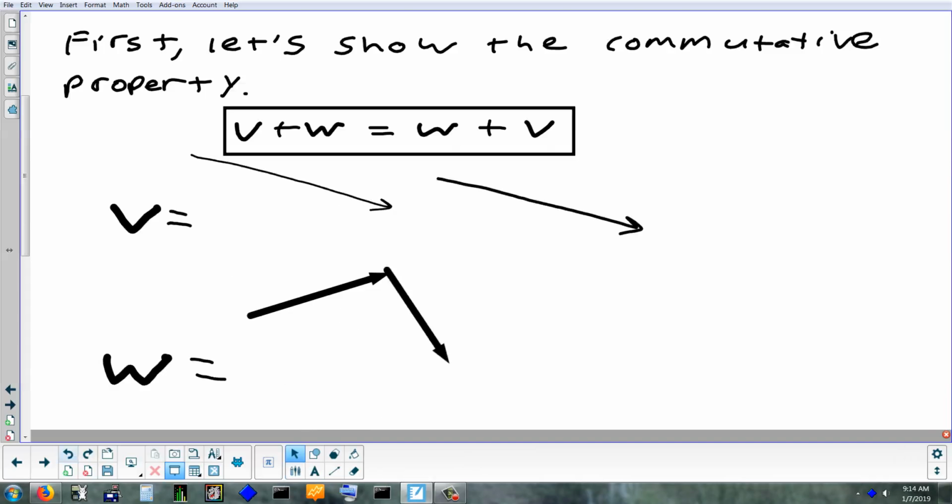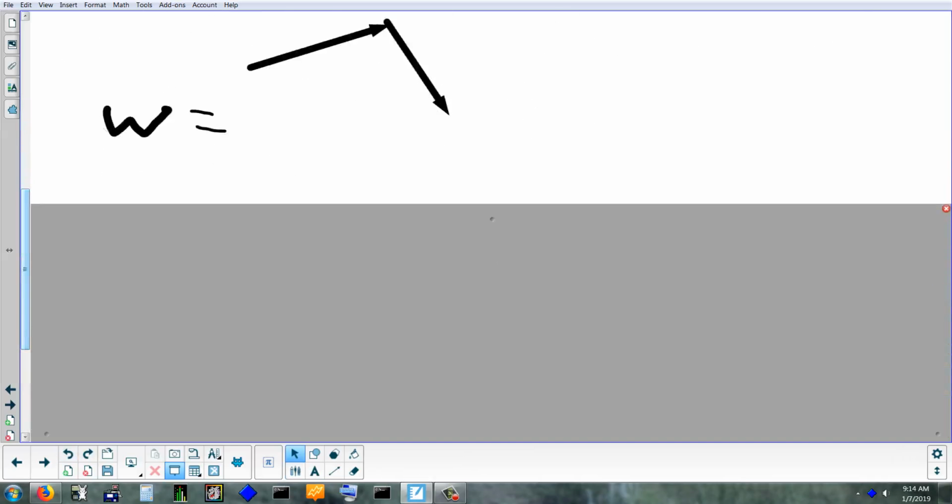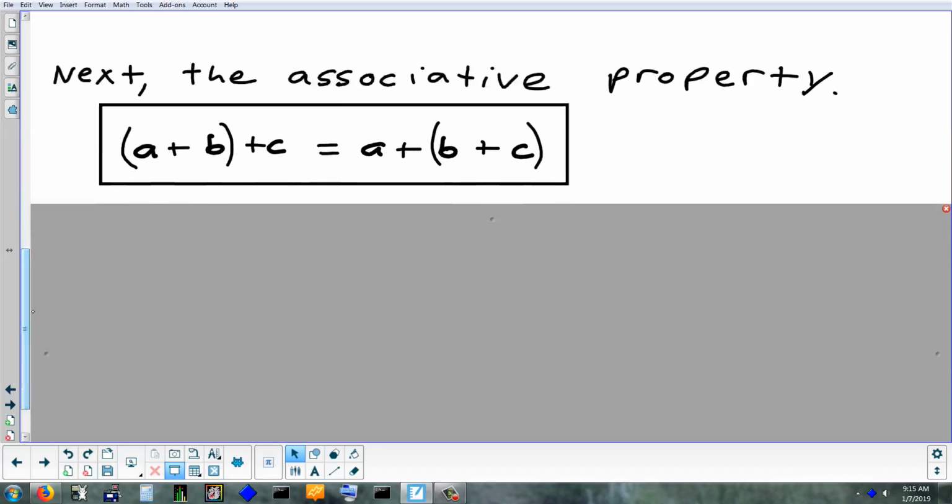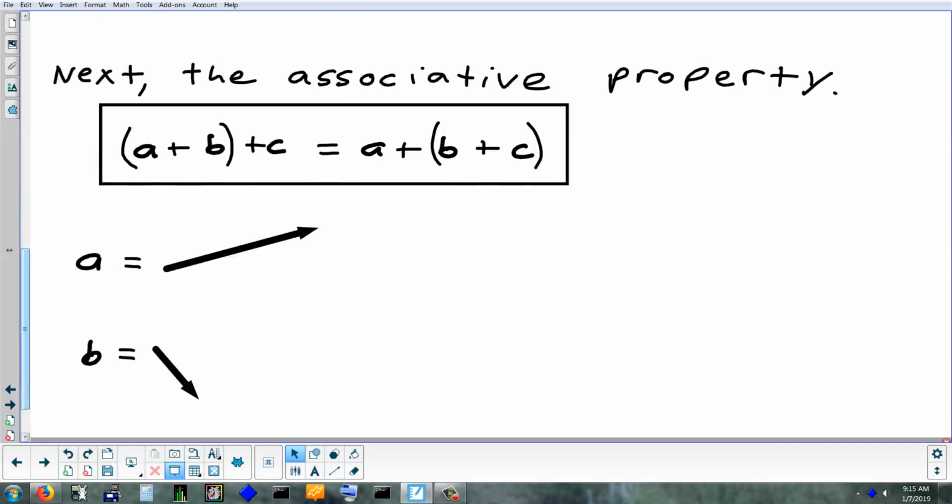So vector addition is commutative, and it's associative. Associative doesn't have to do with the order. ABC, ABC. Same order on each side. Associative just has to do with what you do first. What takes precedence over what? Are you going to add A and B together first, or do you want to do B and C? With vectors, it doesn't matter. Just like with numbers.